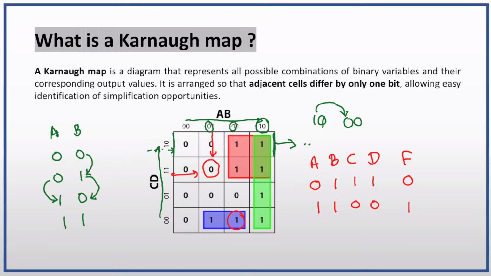And then you should know this upmost edge is also connected with the bottom of the Karnaugh map. So you can see even on this side, the 1, 0 is connected with this one. So only one bit changes. So this is how we can draw a Karnaugh map.